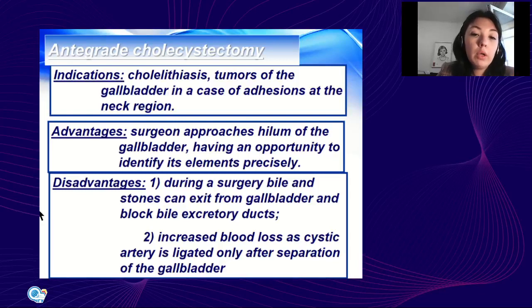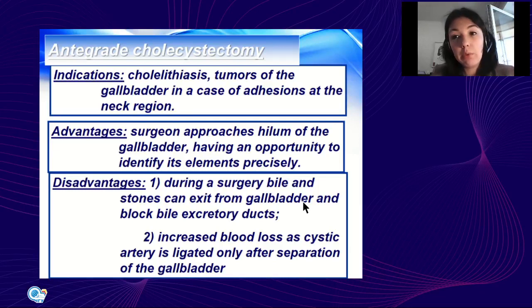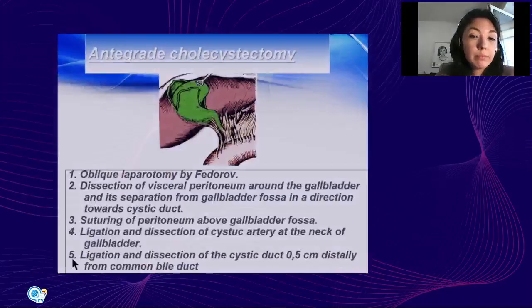Disadvantages are the following: during a surgery, bile and stones can exit from the gallbladder and block bile excretory ducts and infect them in case of purulent process. And also increased blood loss, as the cystic artery is ligated only after separation of the gallbladder. So these are two disadvantages.